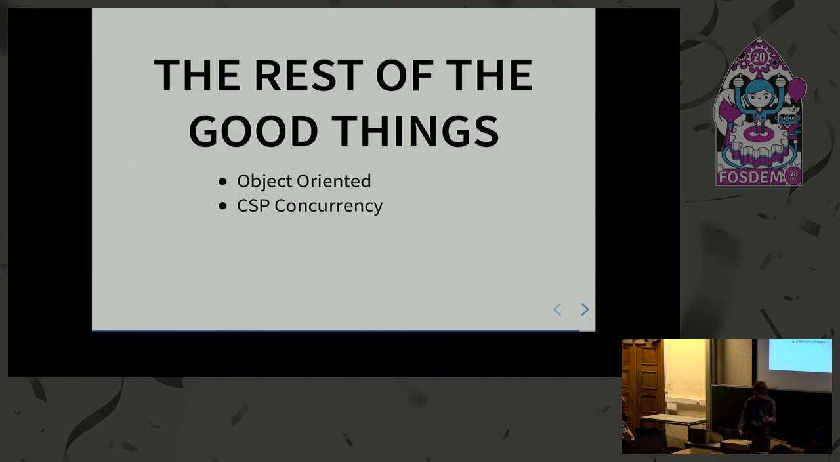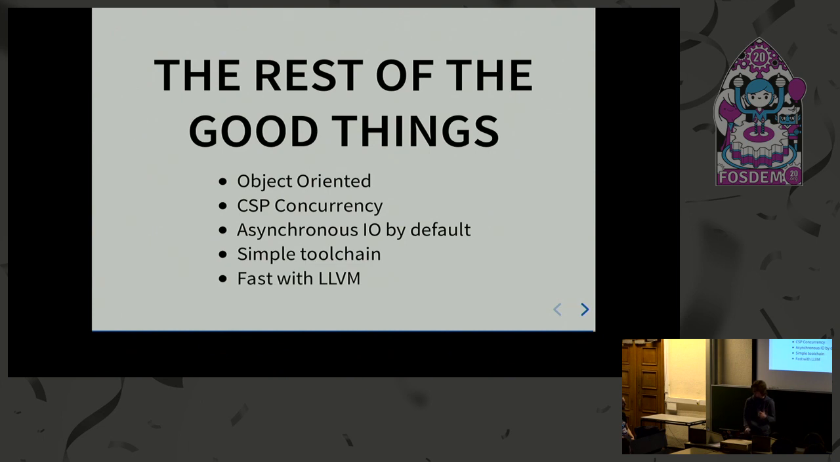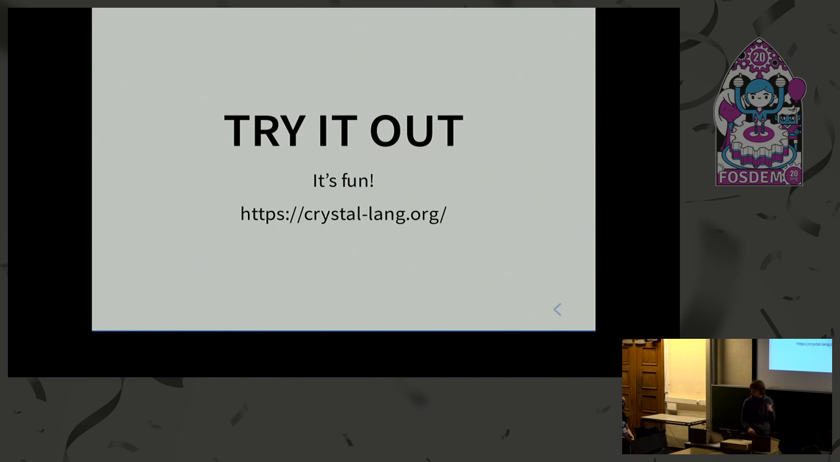So Crystal is very good at concurrency. Everything's asynchronous I/O by default, so it's very good for developing daemons, web applications, servers. A lot of people use it for that. You've got a simple toolchain, very easy to use at the command line. Very fast generated code, because we have all these guarantees about types. We feed the result into LLVM and get code which runs at essentially the same speed as C, but it feels and looks like a dynamic language, and you get all the type safety as well. So try it out, it's fun.